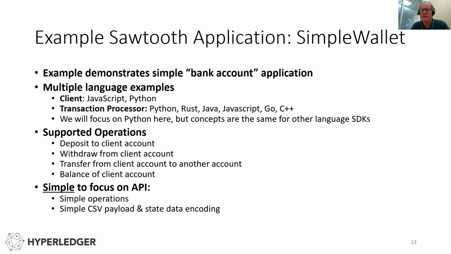The supported operations for this application are deposit to a client account, withdrawal from a client account, and you can transfer from one account to another, and you can also query a specific account or a specific wallet. The API here is kept simple because we're not illustrating an application, we're illustrating how to use the Sawtooth API SDK to get you up to speed quickly. So we're not going to clutter this example with unnecessary details of any particular application. We just want to show you how to use the SDK for Sawtooth.